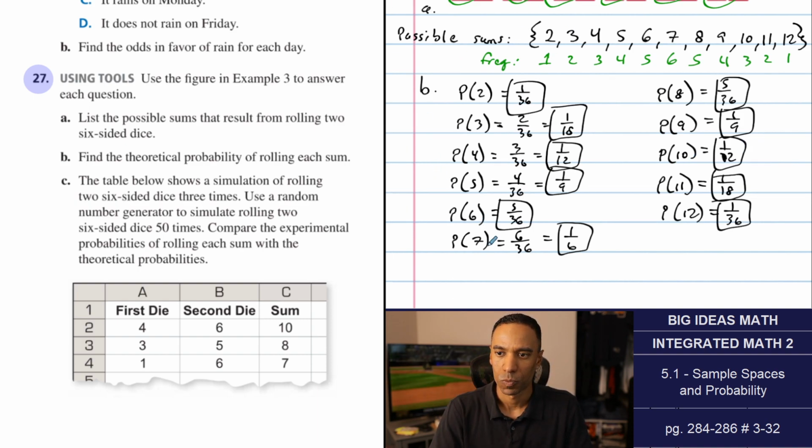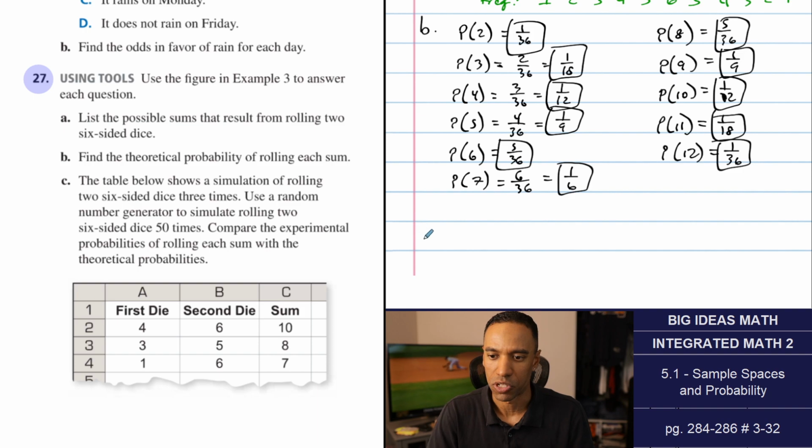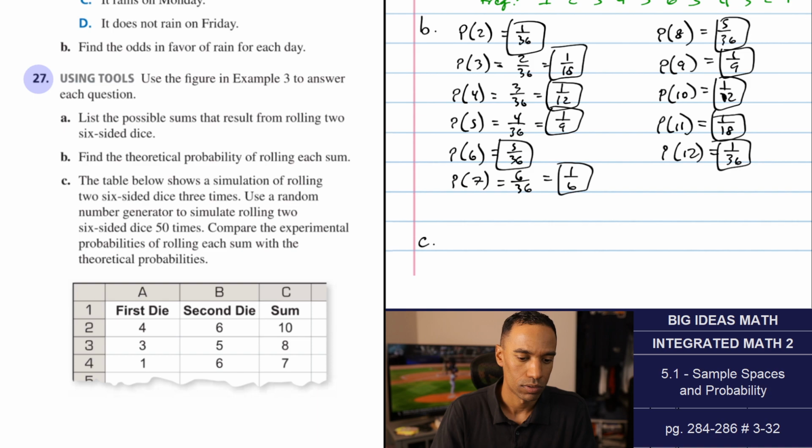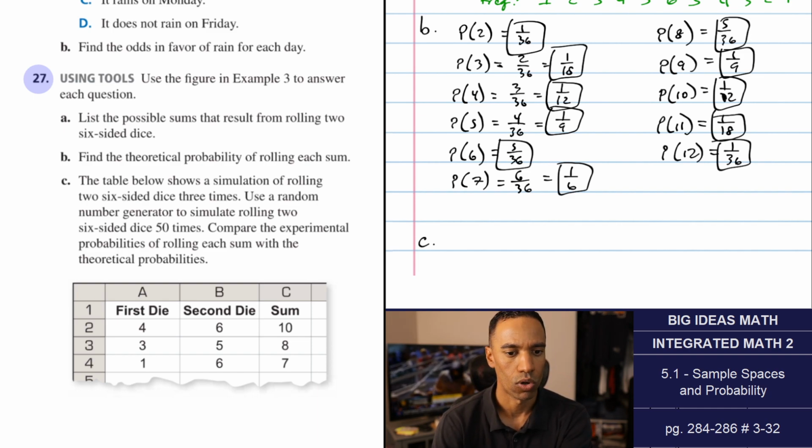Part C. And I probably need to leave these up because they're saying experimental or simulation. Part C. The table below shows a simulation of rolling 2 6-sided dice 3 times. Use a random number generator to simulate rolling 2 6-sided dice 50 times. Compare the experimental probabilities of rolling each sum with the theoretical probabilities. Oh, so I need to do this. I'll ask ChatGPT to do it. I'll use this same thread as before. Use a random number generator to simulate. So I'll say simulate rolling 2 6-sided dice 50 times.